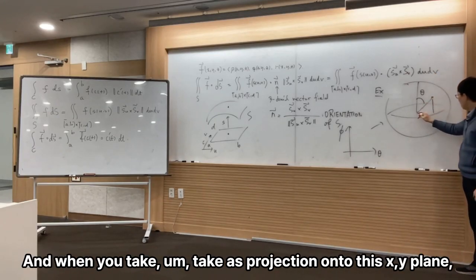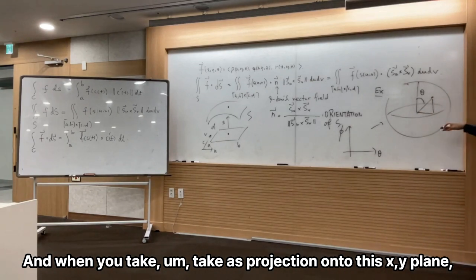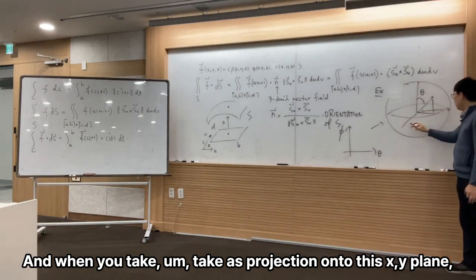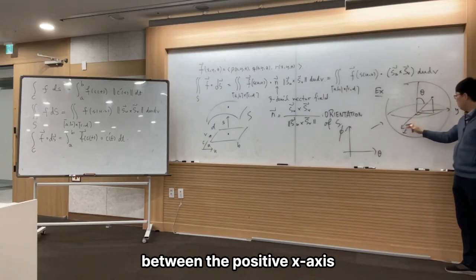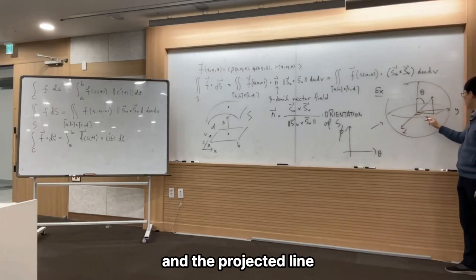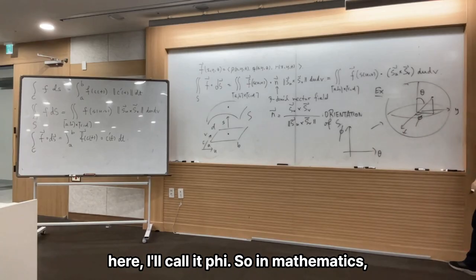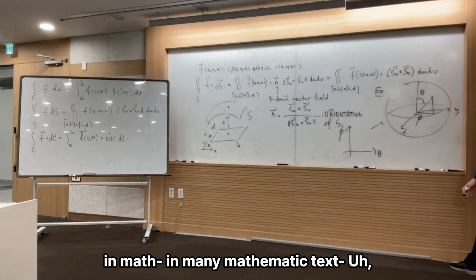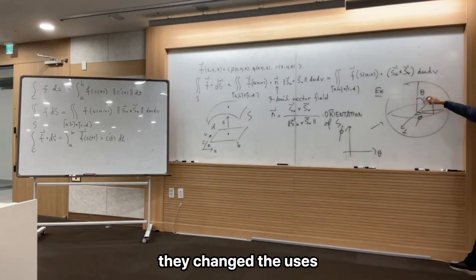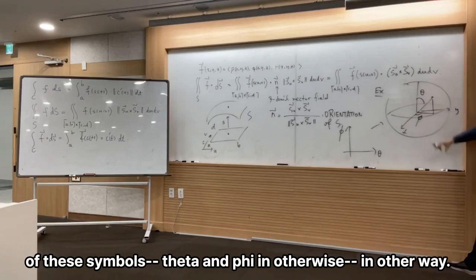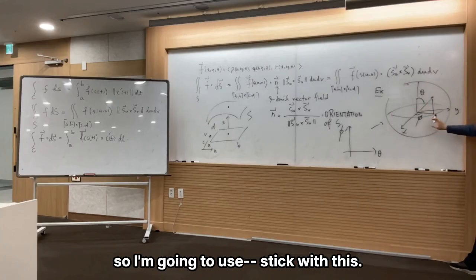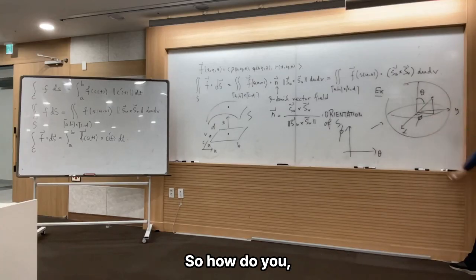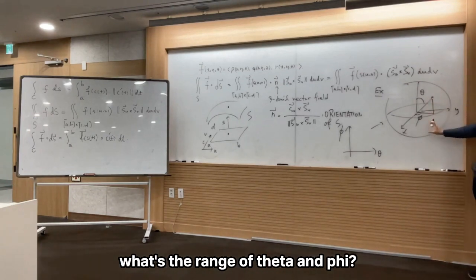And when you take a projection onto the xy plane, there is an angle that is made between the positive x-axis and the projected line here. I'll call it phi. So in many mathematics texts, they switch the uses of these symbols, theta and phi, the other way. But this is the common use of theta and phi in physics settings. So I'm going to stick with this. So first of all, what's the range of theta and phi?